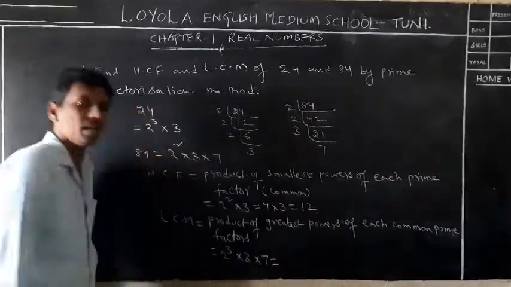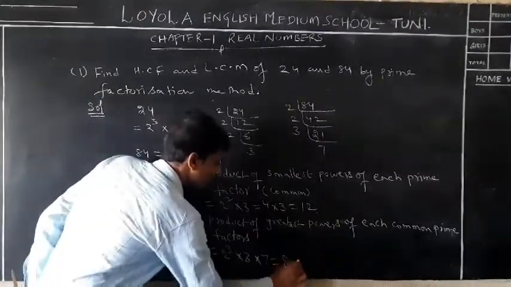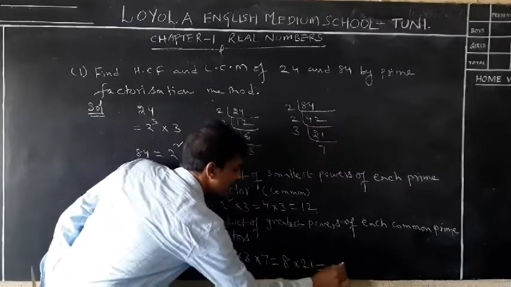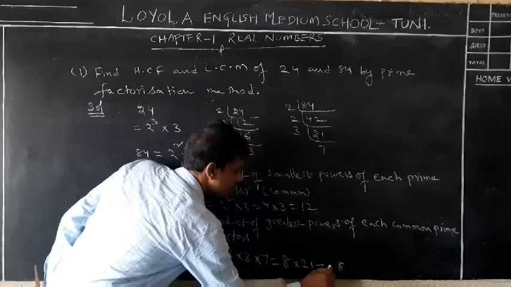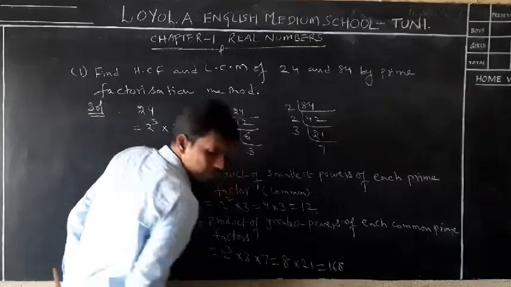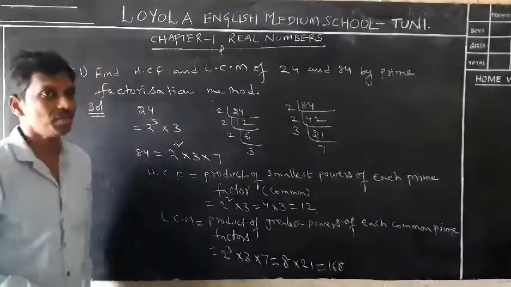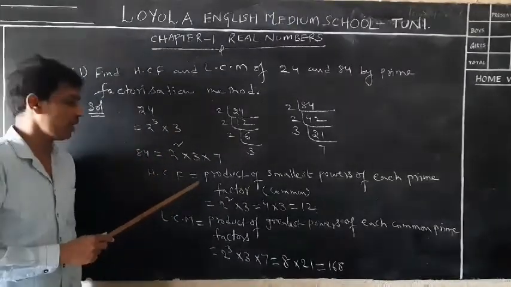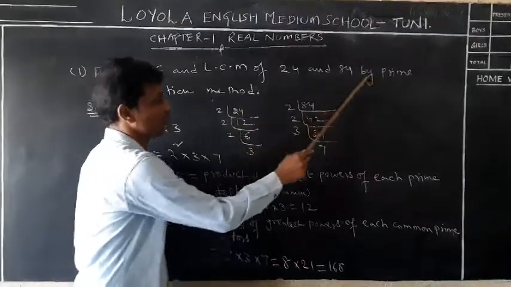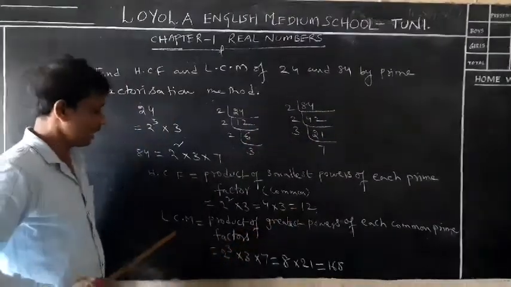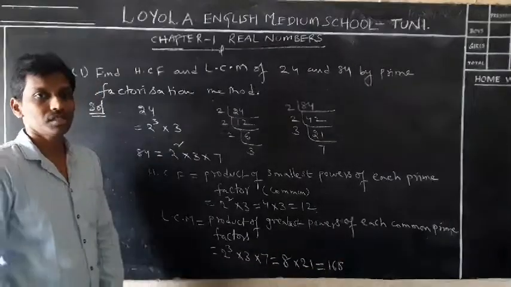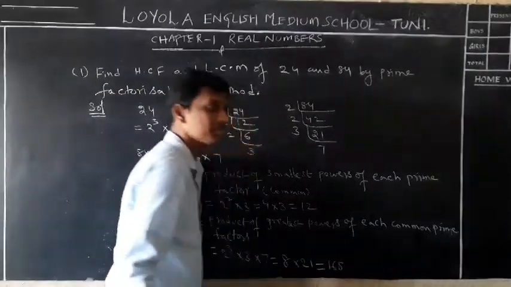We know the value of 2 cube. 2 cube is 8, and 3 sevens are 21. 8 ones are 8, 8 2s are 16. So from this we came to know the highest common factor of the two given numbers 24 and 84 is 12, and the LCM of the two given numbers is 168.